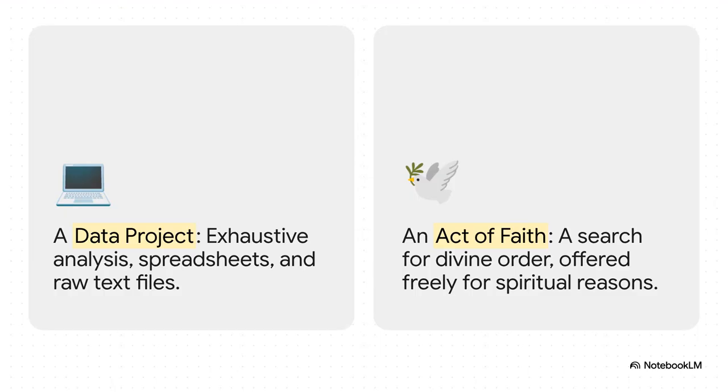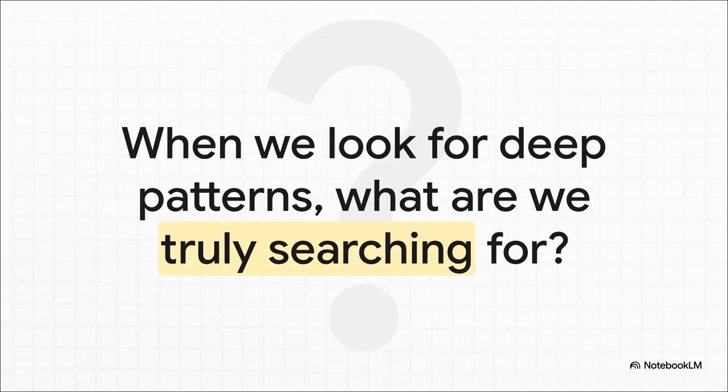When you get right down to it, the Elton Anomaly really lives in two different worlds at the same time. On one side, it's a totally modern data project. You've got spreadsheets, raw text files, all making these specific, checkable claims about numbers. But on the other side, it's fundamentally an act of faith. It's a search for divine order, and it's not really presented as an argument to be won, but more like an offering. And that really leaves us with one last thought.